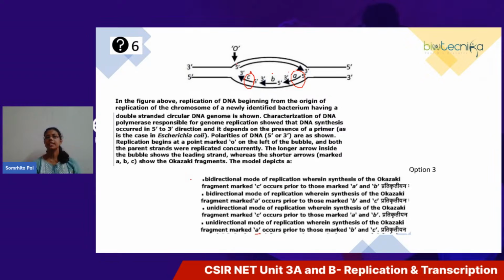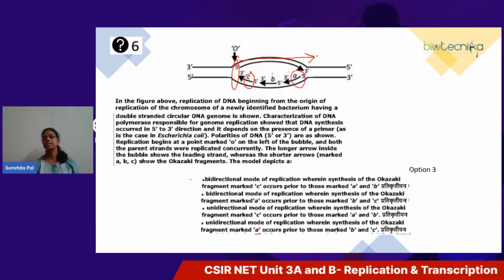Why? Because if this is your origin, and if this is the way your leading strand is moving, that means it's understood that your helicase was placed here. Now it is moving towards this side, because your leading strand moves in the direction of the movement of helicase. So whichever side your helicase is moving, your leading strand also moves towards that side. So that means the movement of helicase is from the left to the right.